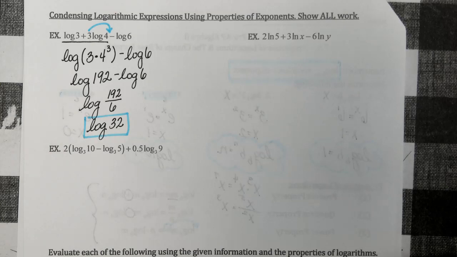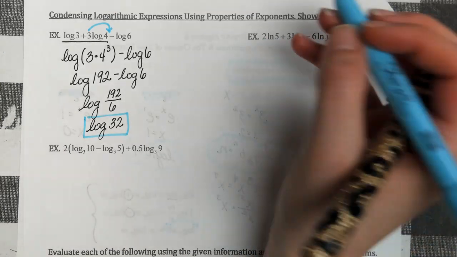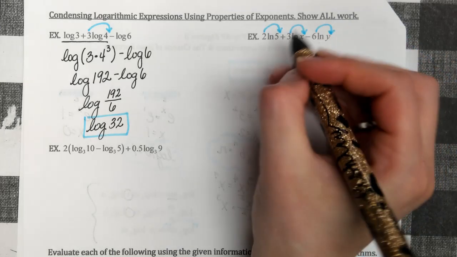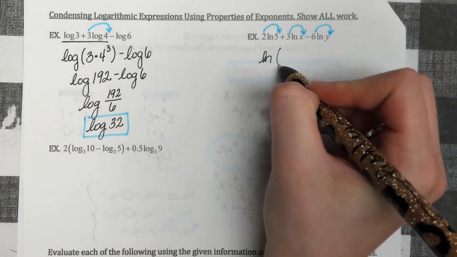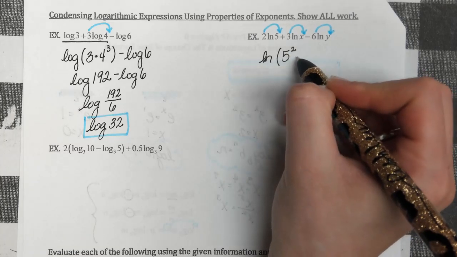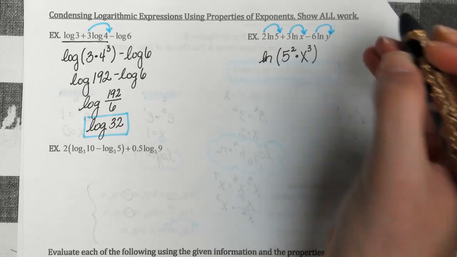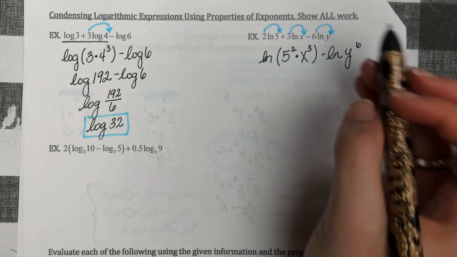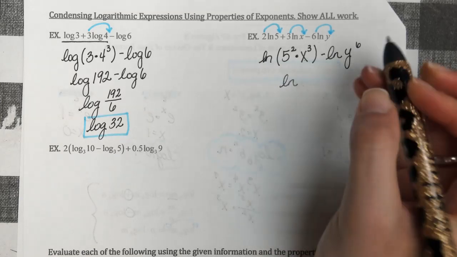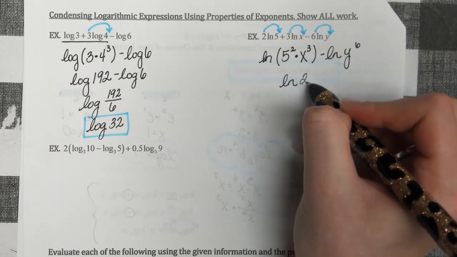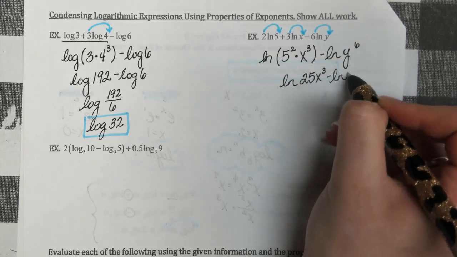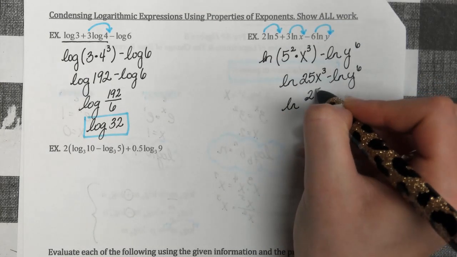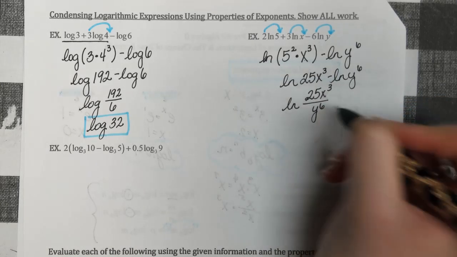So then my next example, I've got coefficients for all 3 terms. So all 3 of those are going to be made the exponent. Okay, so I'm going to have natural log. I'm going to take 5 and square it, and then that plus tells me I'm multiplying that by x cubed, minus my natural log of y to the 6th. So 5 squared times x cubed is the natural log of what? 25x cubed minus my natural log of y to the 6th, which, what am I doing with y to the 6th? I'm dividing 25x cubed by y to the 6th.